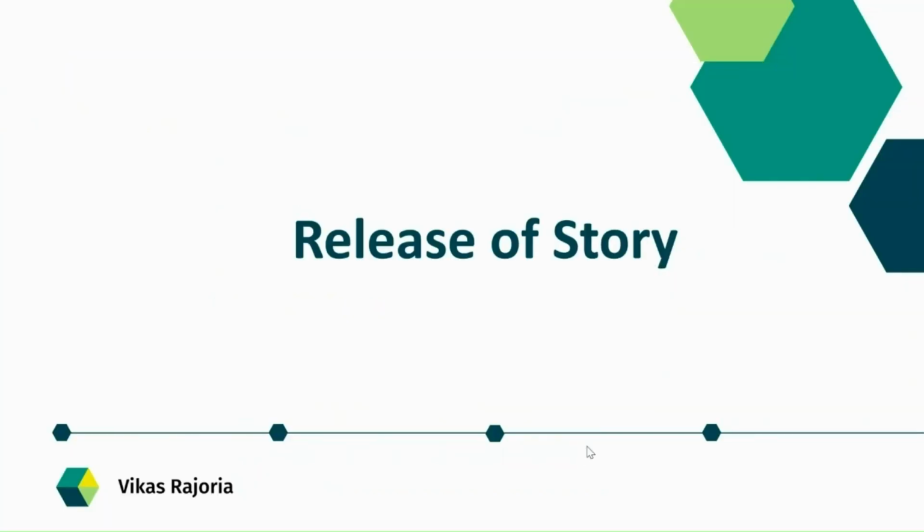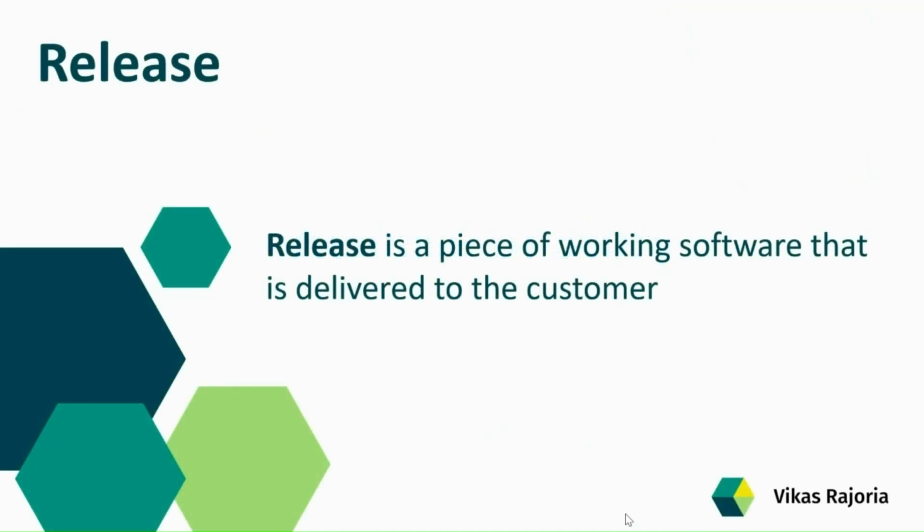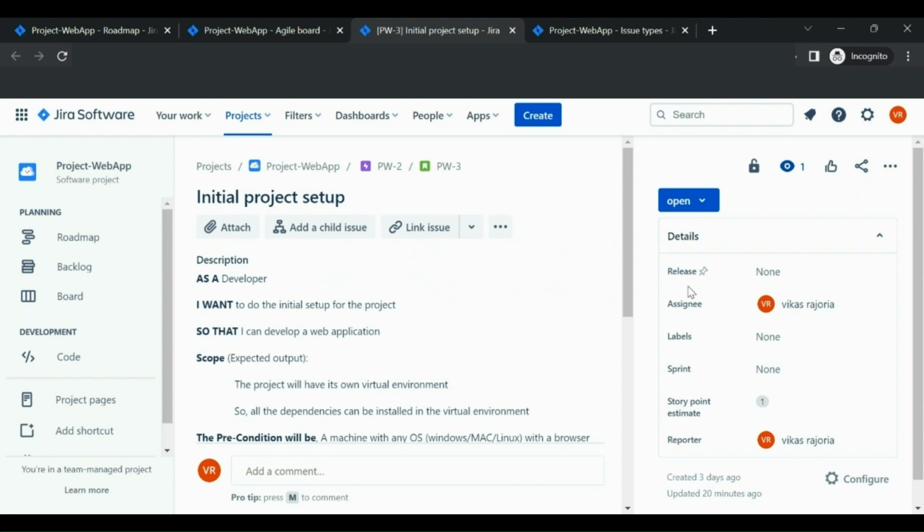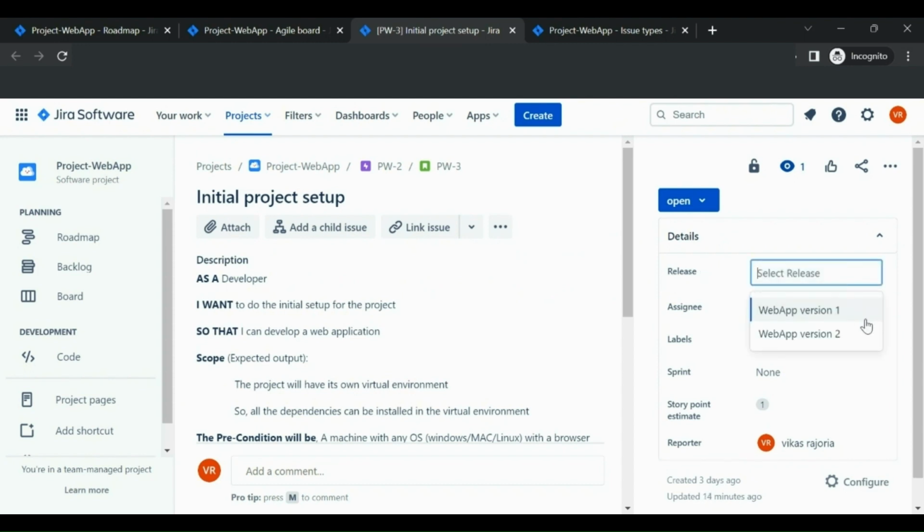The next is release. Now I need to select the release for this story. Basically, the release is a piece of working software that is delivered to the customer. So in this case, a story related to the landing page module will be released in the first version. So I will select web app version 1.